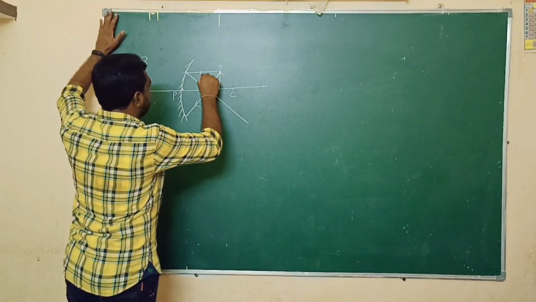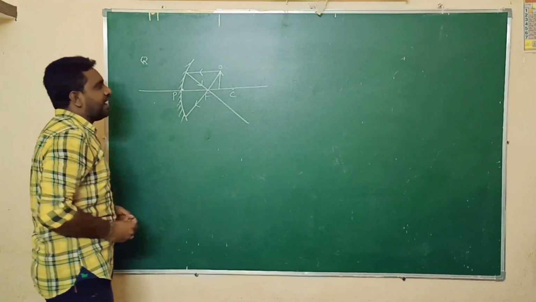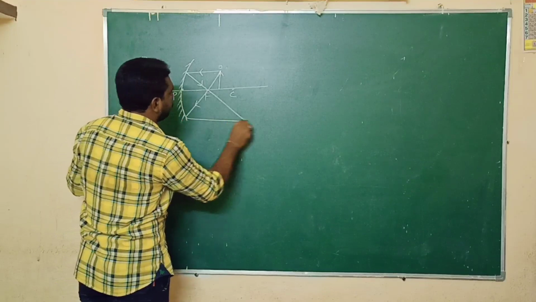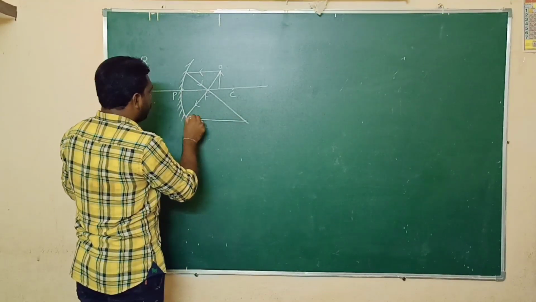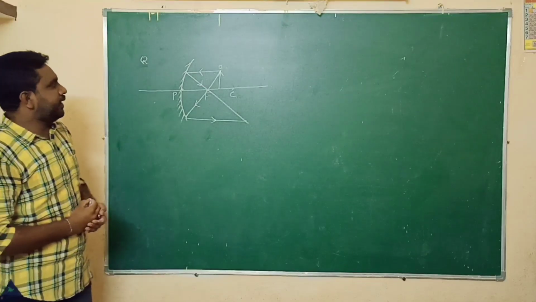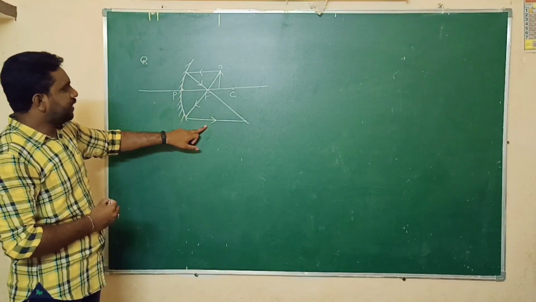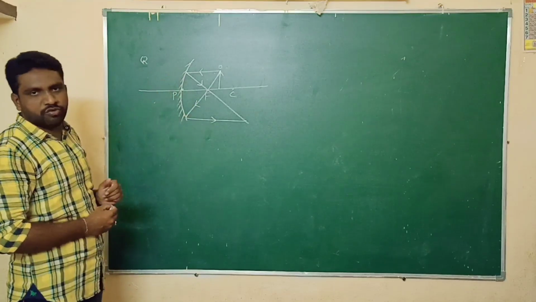Extend the light lines. And here, if we incident the light from focus, it will move parallel to the principal axis. So these two are reflected light rays. When we are going to draw the ray diagrams, don't forget to draw or identify the arrow marks. These arrow marks are most important.